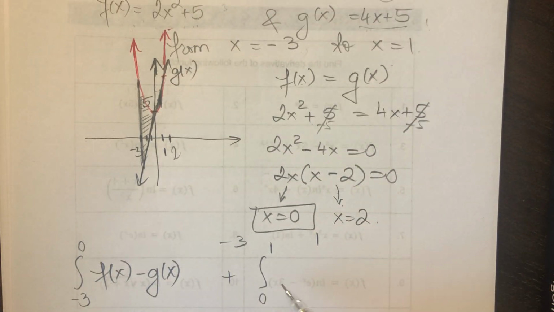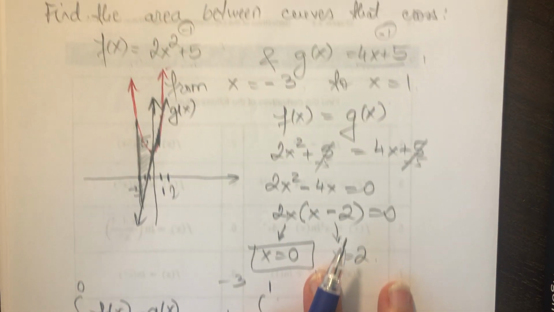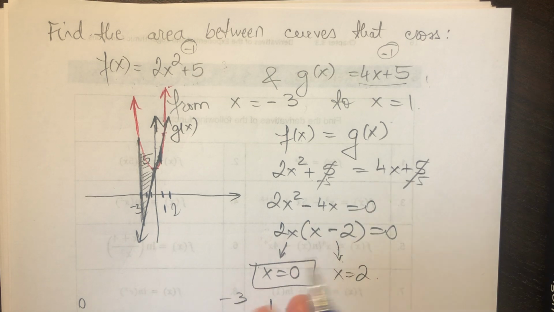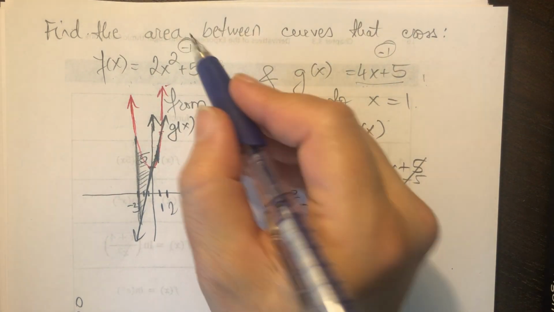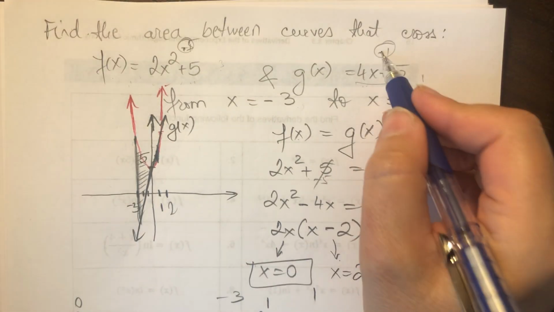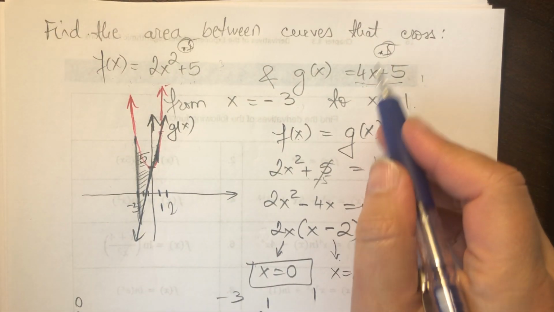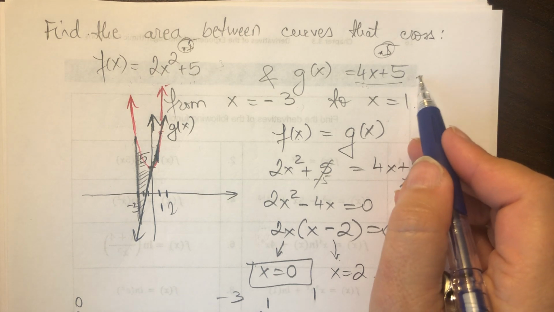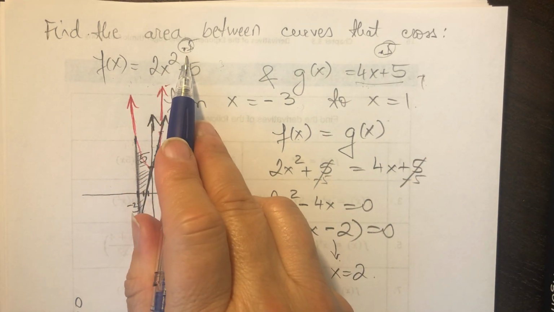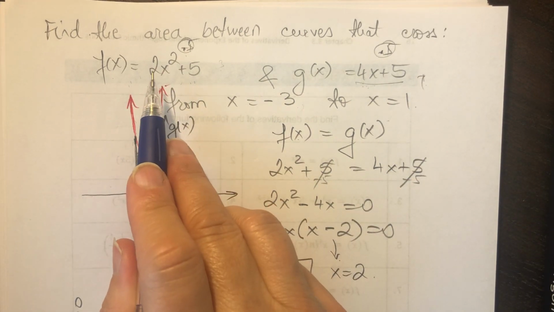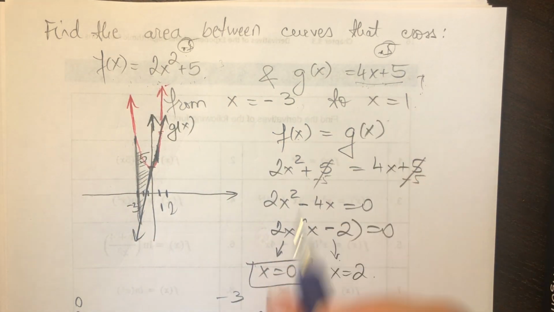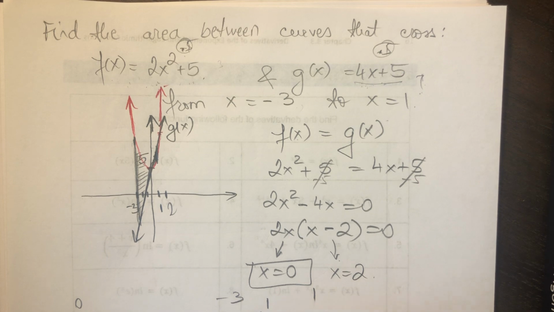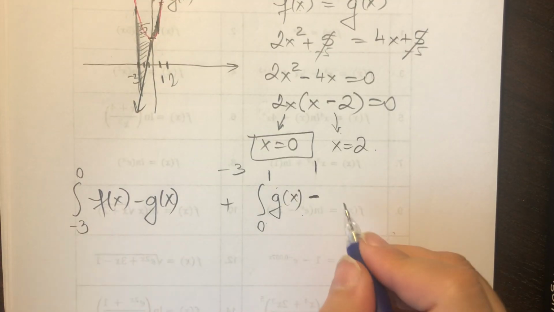Okay, now between 0 and 1, you can take a test point again. Obviously, they're switching if they're crossing, but sure enough, if you want to test it, you can pick a point, let's say 0.5. 4 times 0.5 is 2, plus 5 is 7. 0.5 squared is a quarter, times 2 is a half. 5.5 is less than 7. So the function g is winning between 0 and 1.